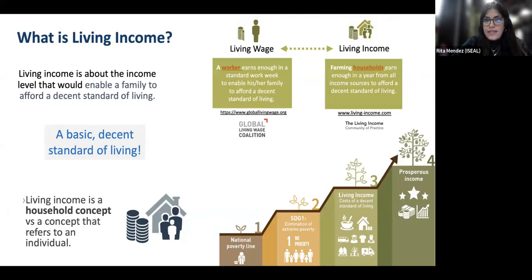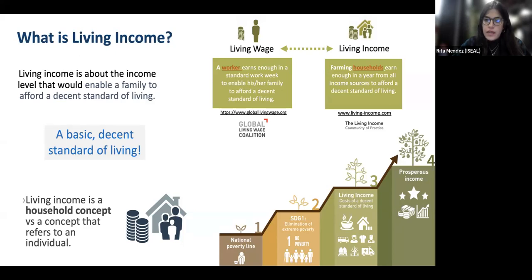So living income is about the income level that would enable a family to afford a decent standard of living. So decency and resilience underpin the concept of living income. It is really about earning enough to live a decent life and having a buffer for the unexpected. As I said a couple of times, we are talking about a household concept, so it really refers to income for the entire household, so all the family members that are depending on that family unit. So in a nutshell, the living income concept really goes above the traditional notions of poverty, which are concerned about subsistence and survival, and moves into decency and the standard of living.